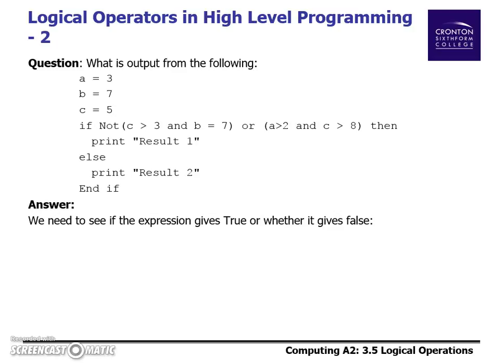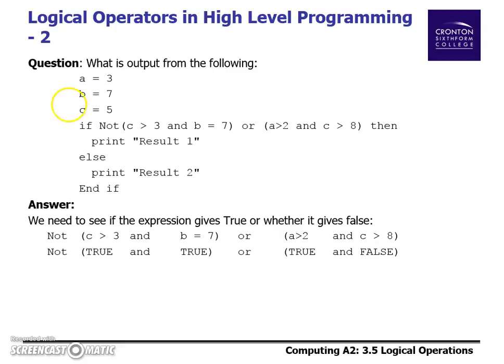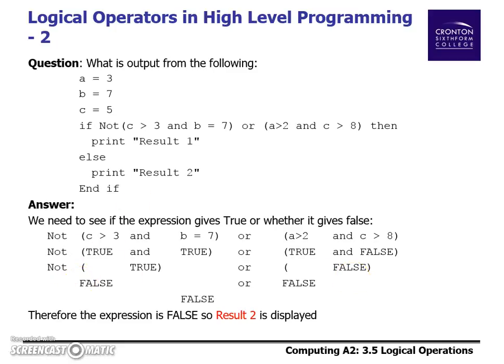Okay, so we need to see if the expression gives true or false. Not c greater than 3 and b equals 7, or a greater than 2 and c greater than 8. So that is not true and true, or not true and false. That can be simplified to not true or false, which can then be reversed to false or false, so the answer is false. Therefore, result 2 is displayed.